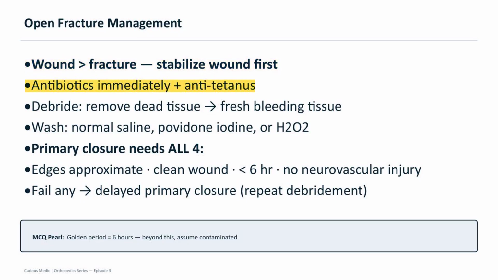The moment the patient arrives, after standard first aid including anti-tetanus prophylaxis, you start broad-spectrum antibiotics immediately. Then you begin debridement. You clean out all dead, necrotic, and devitalized tissue until you reach fresh, healthy, actively bleeding tissue. Once clean, you wash the wound thoroughly with sterile normal saline, povidone iodine, or hydrogen peroxide. Now the question becomes, do you close it?